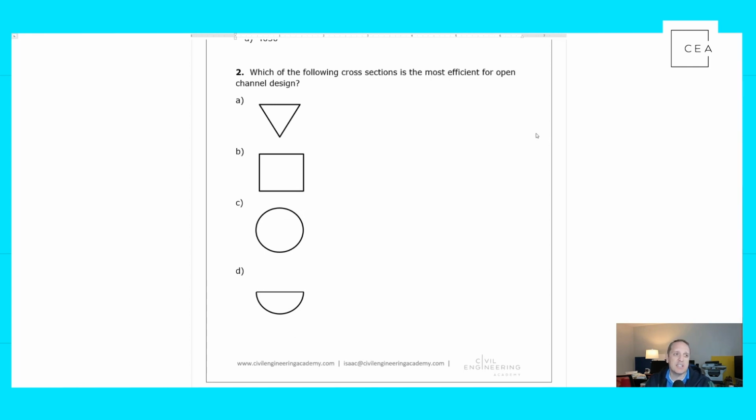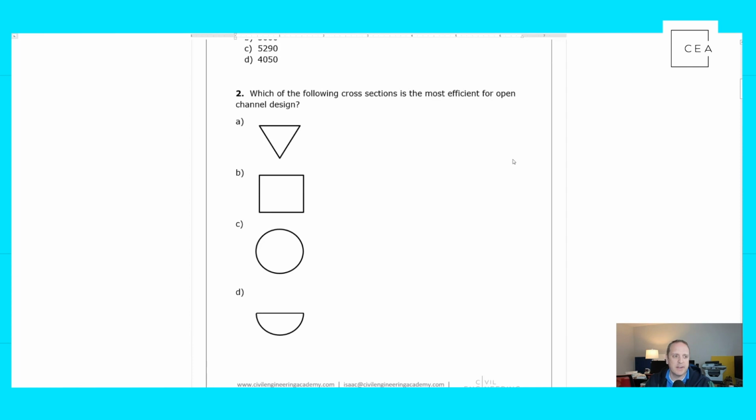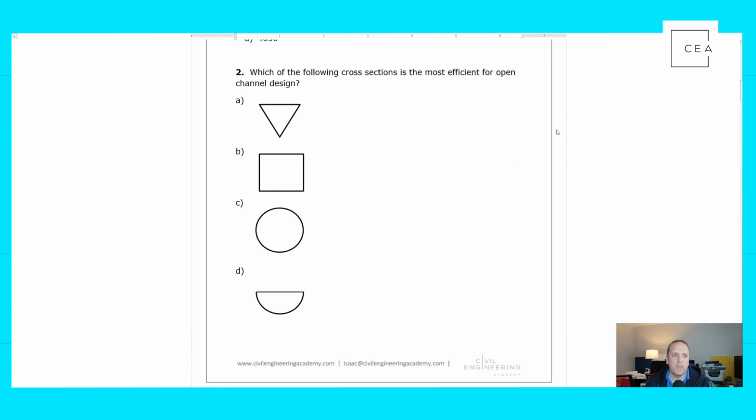And the question states, which of the following cross sections is the most efficient for an open channel design? And the options for those listening are an upside down triangle, a square, a circle, and a half circle. And so you're left to think about what is the most efficient cross section for open channel design. And if you're looking at those shapes, you might be wondering, how in the world am I going to solve for that?